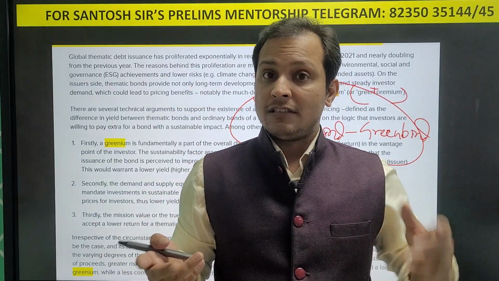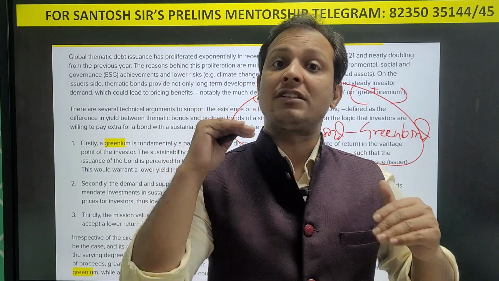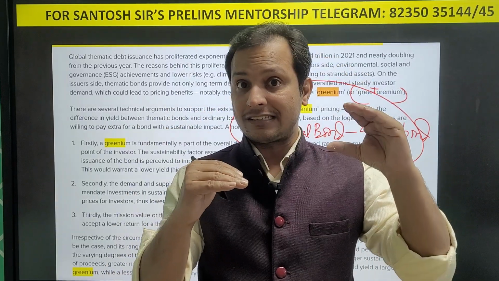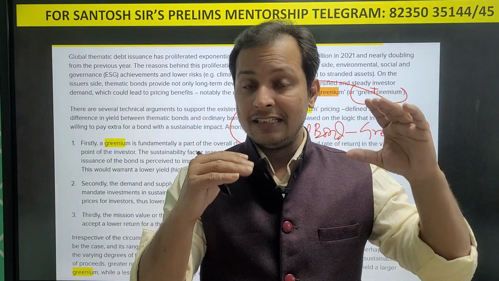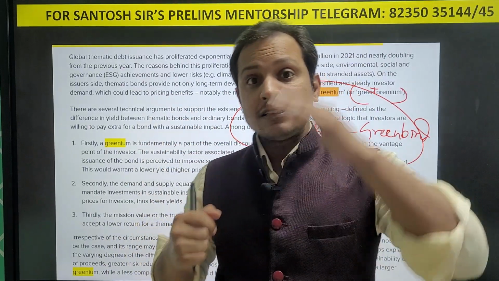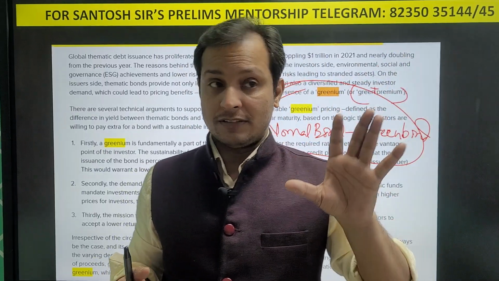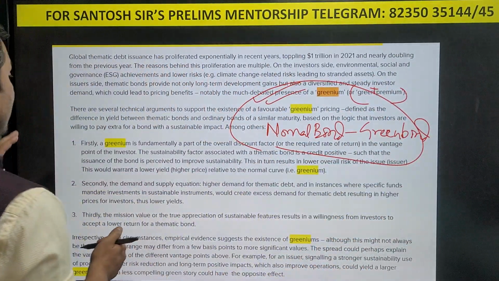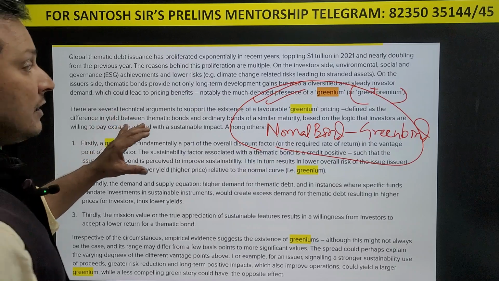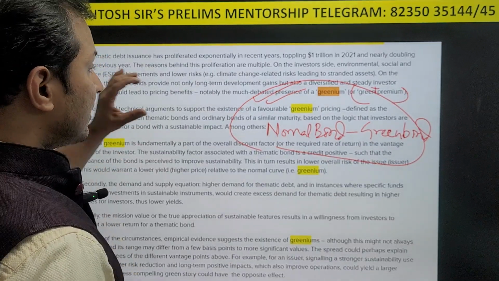Then why will an investor buy a sovereign green bond? Because there is a catch: these projects will be more sustainable. Although they are giving me less interest, less yield, I'm sure that they are more sustainable than the other projects which are funded by normal bonds. That is the difference. You can see here the difference between the normal bond and the green bond.